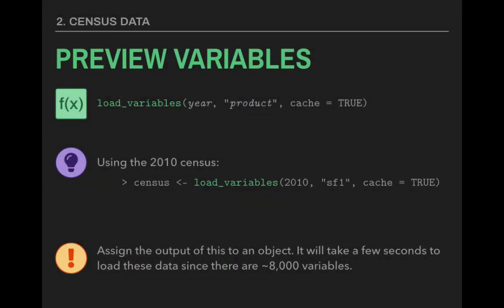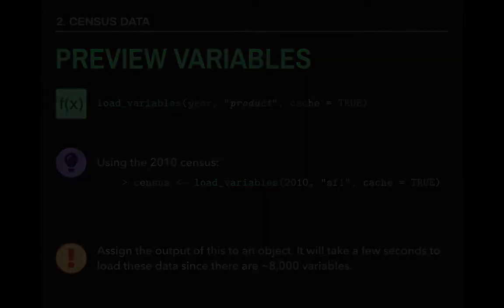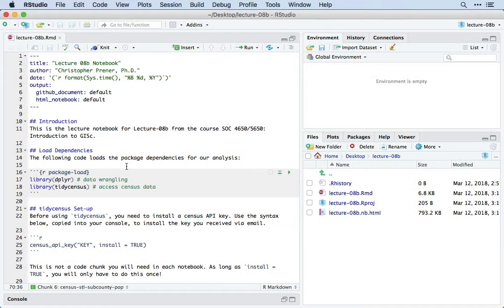So here's what it looks like. I always recommend loading the variables into an object. This way we can preview those variables at will. And so I've loaded them into an object called Census here.